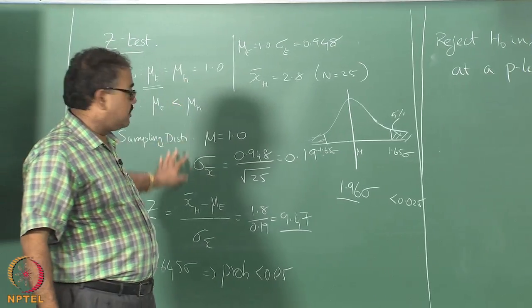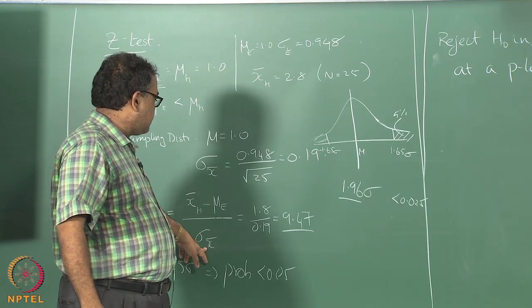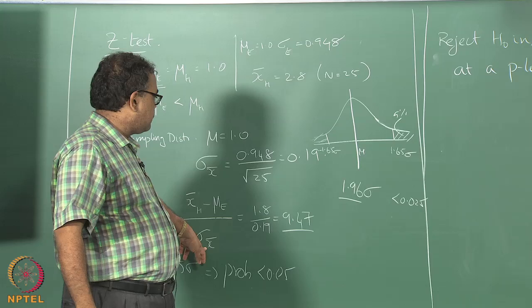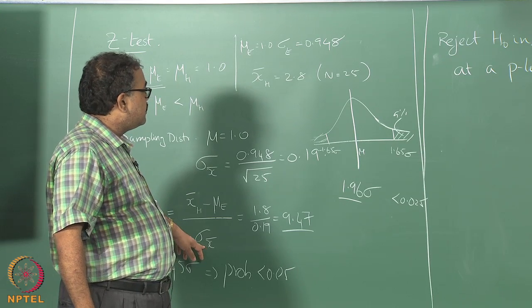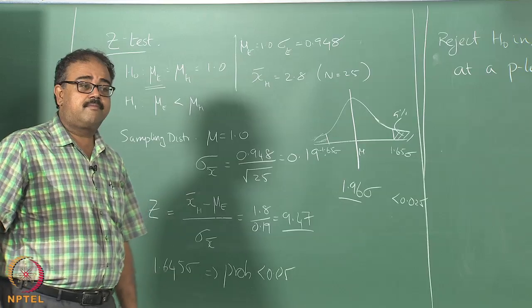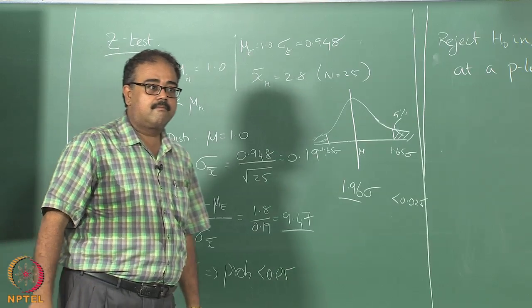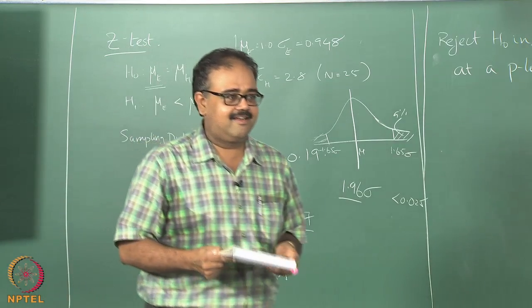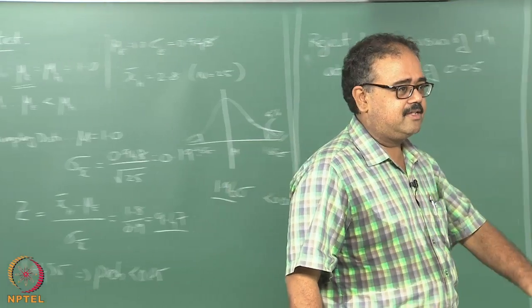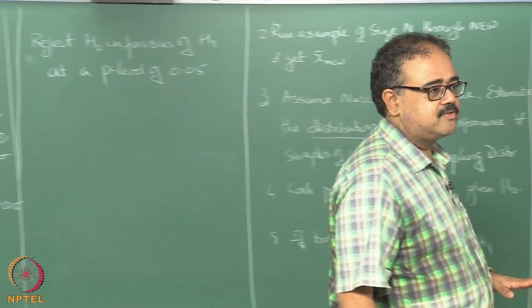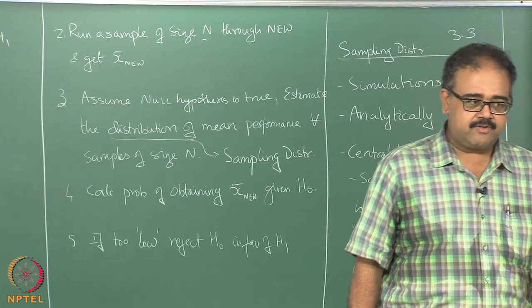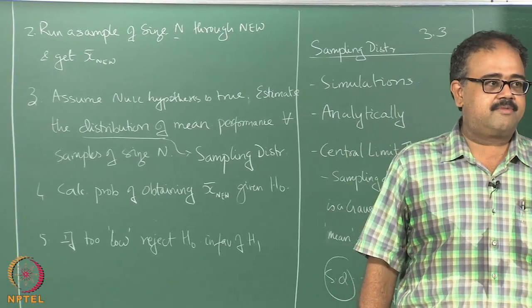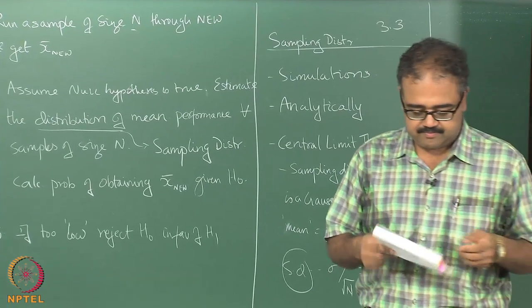In that sigma x bar calculation, shouldn't we be using the sigma of the hard problems instead of the sigma of the easy problems? Under the null hypothesis they are the same, aren't they? That's the whole idea. Under the null hypothesis being true, what is the sampling distribution is what we are trying to find. So they are the same when the null hypothesis is true.